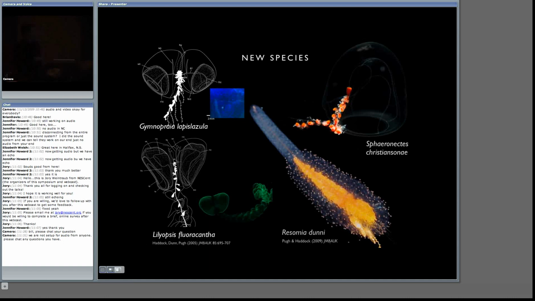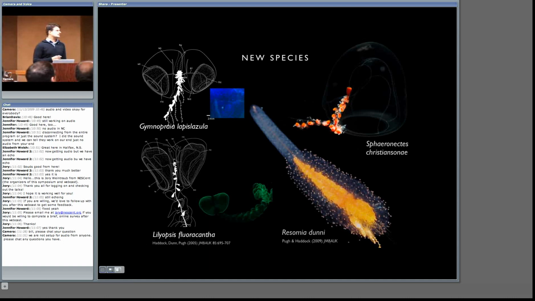Here's some new. I probably shouldn't call them new species. They've been around for millions of years. I should just call them undescribed species.